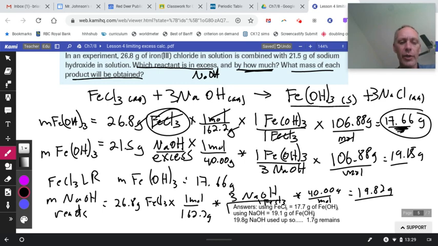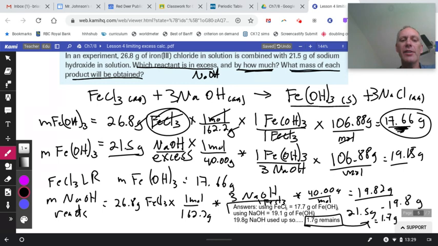And what did we start with? 21.5. So started with 21.5. We used up 19.8. And that means 1.7 grams remains. 1 decimal place. Okay. The question asks for what mass of each product will be obtained.